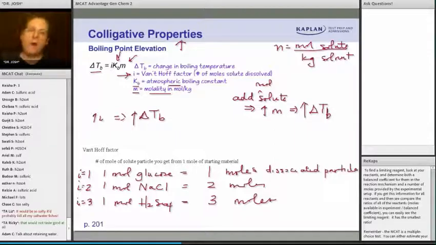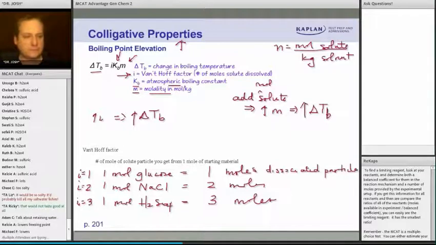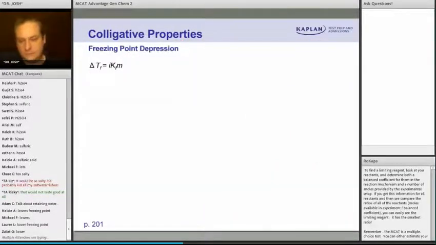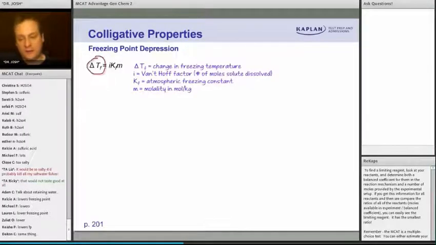Win-win. What about freezing point, though? What if you take your solute and throw it into your solution? Yeah, it's going to lower the freezing point. And so now you can find the change in freezing point and how it depresses, again, by Van't Hoff factor, our freezing constant, and molality in moles per kilogram.